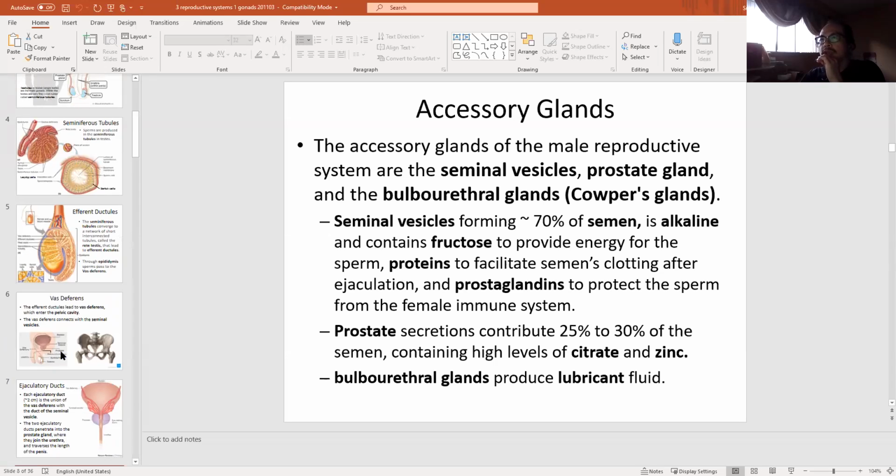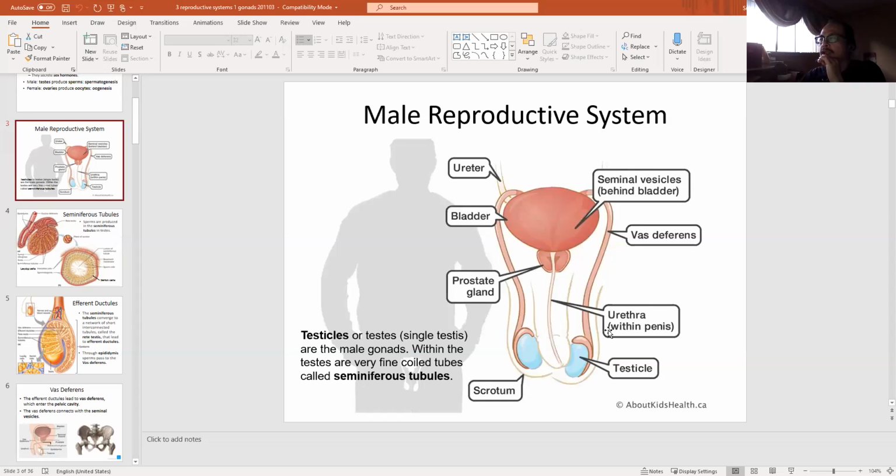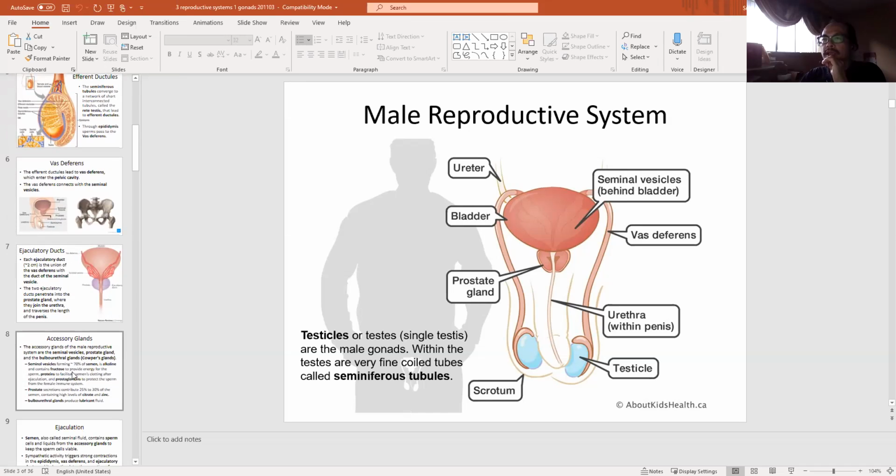Also, through this pathway, through these tracts, you need to know the sequence, what follows what. So the sequence, you need to know that. All right, so that is the glands.